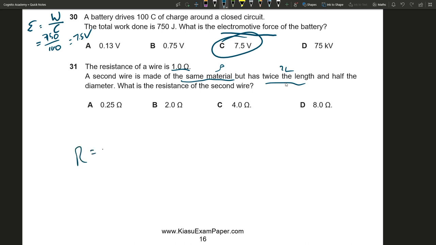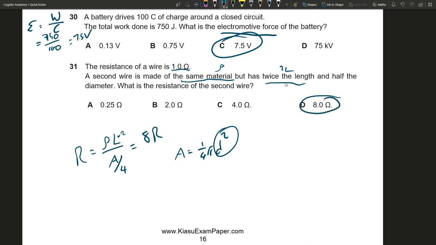Let's remember that the resistance is the resistivity times the length over the area. Since the length is twice, it's double. We have the length times 2 here. The area: diameter half doesn't mean area half, because A equals 1/4 pi diameter squared. Because of this square, diameter half means the area is 1/4 of the original area. This gives us 8 times the original resistance of 1.0, so the answer is D.